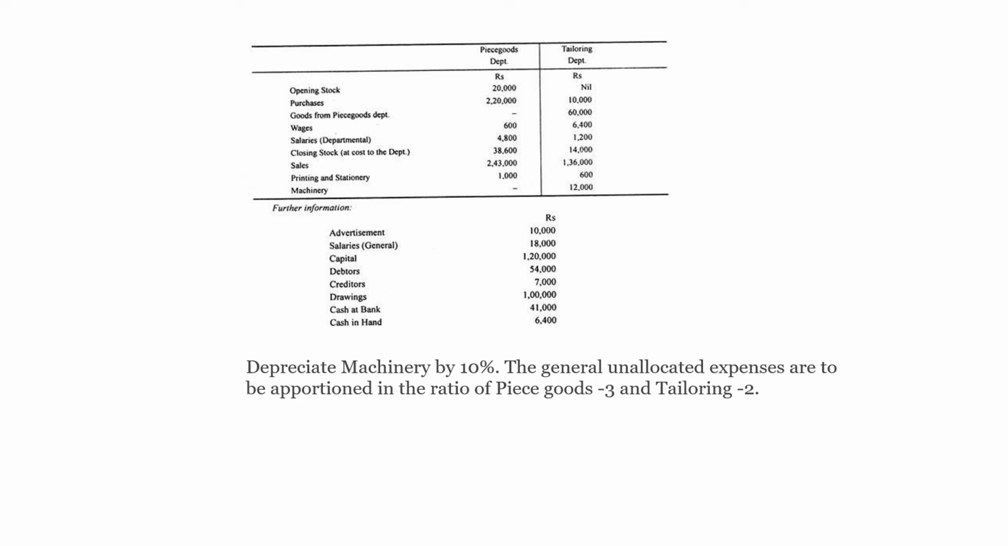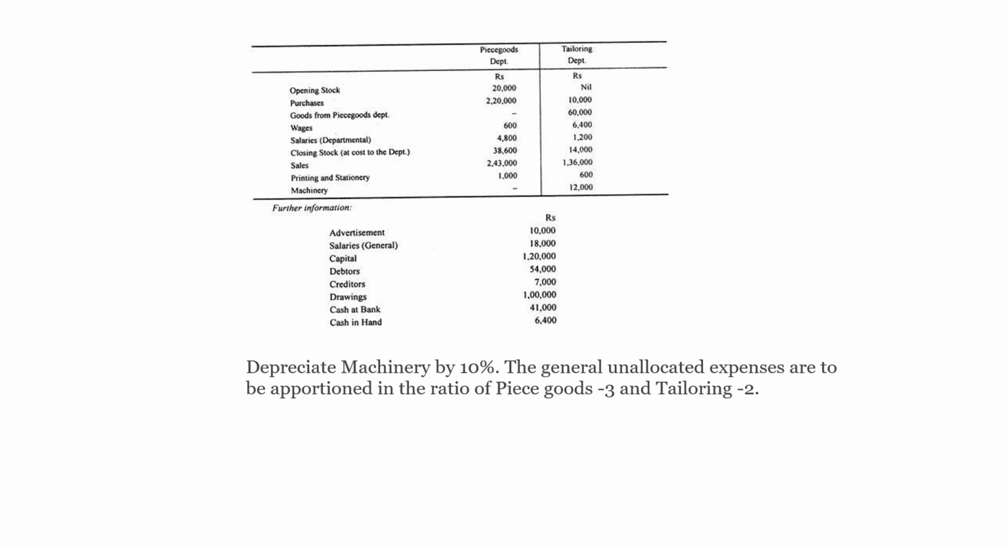Is there any other information? Yes, the general unallocated expenses are to be apportioned in the ratio of 3:2. The 10,000 will be divided in the 3:2 ratio, so 6,000 and 4,000. Then salaries general 18,000, again in 3:2 ratio. Then other things are to appear in the balance sheet. Fine. Then depreciate machinery by 10%. Machinery depreciation is 10% of 12,000, so that will become 1,200, but that will appear only in the tailoring department. To depreciation under the tailoring department.